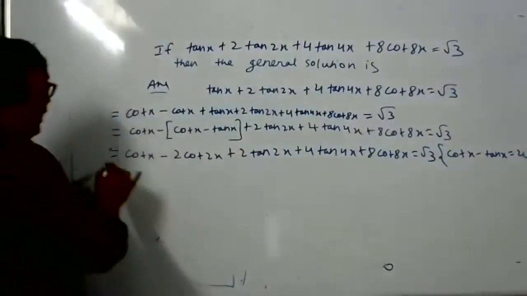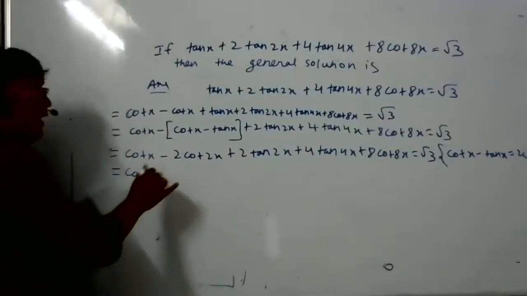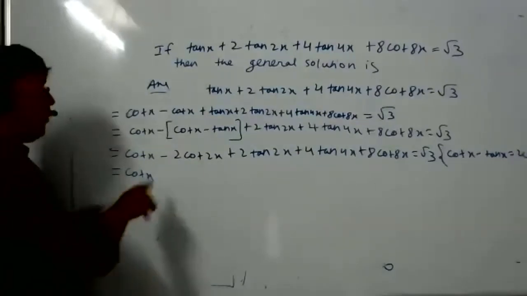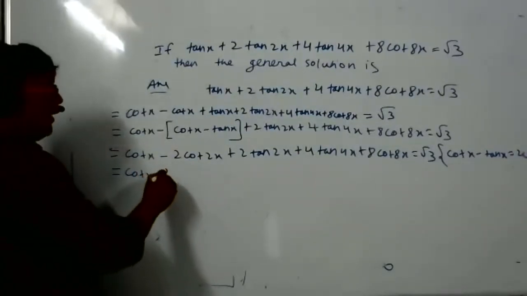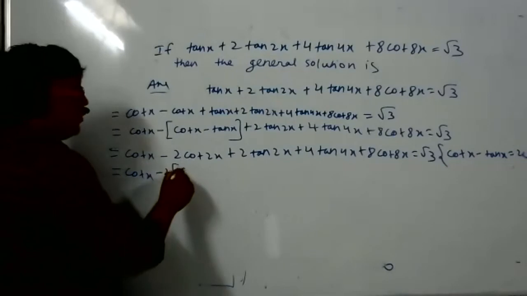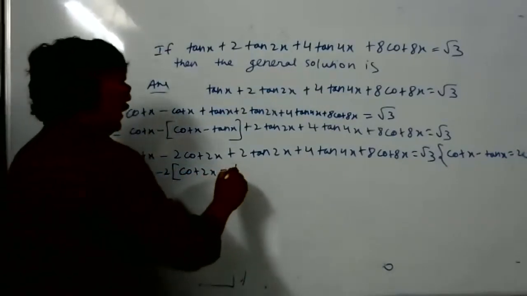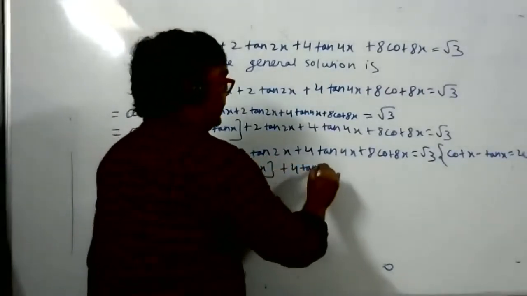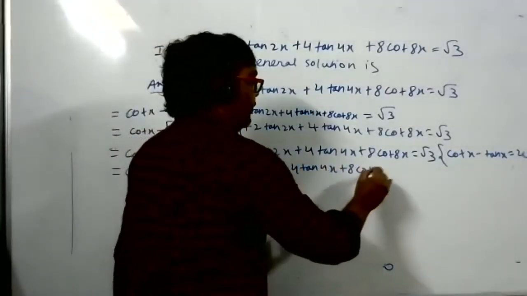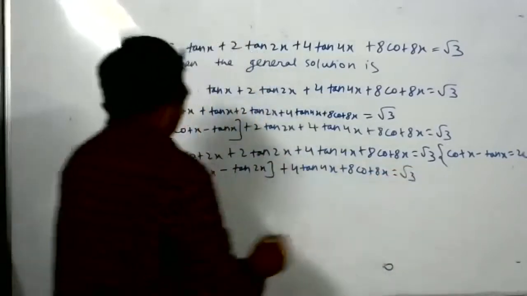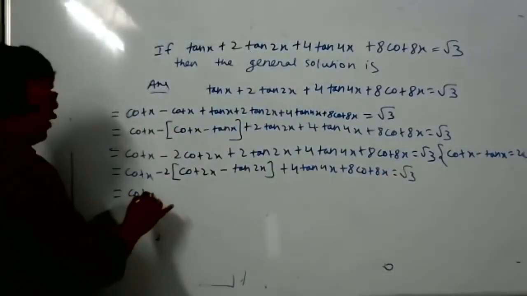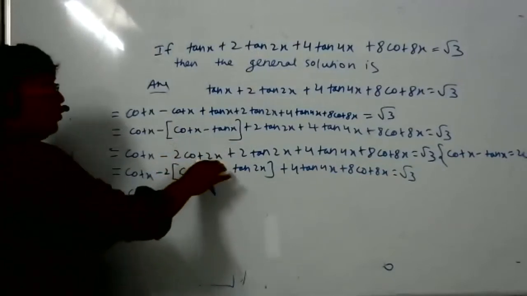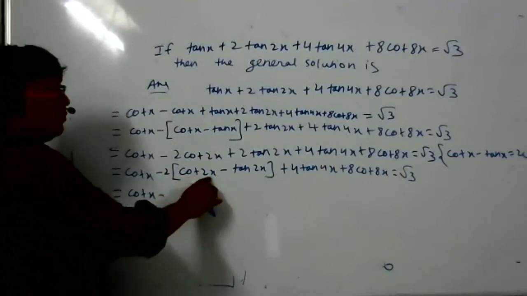Now, student, anybody knows what I should do now again? I should take 2 common. Minus 2 common, so that it comes in the formula form. Minus 2 common, so cot 2x minus tan 2x. First two terms. 4 tan 4x, and this process will continue. Now, can you tell me what I should write now? Like cot x minus tan x was 2 cot 2x, but now it is cot 2x minus tan 2x.